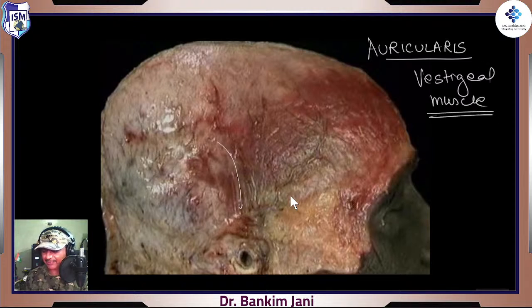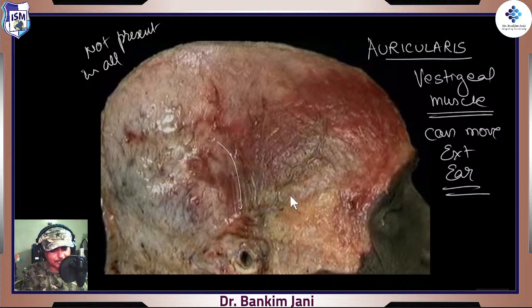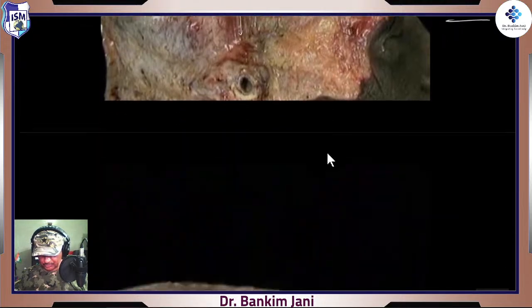It means it is not present in everyone. This muscle can move the external ear, like hathi, so he must be having a very powerful, well-controlled auricularis. Only some individuals can move their ear. This is a different specimen as compared to what we are watching, because it was present, that's why it was taken over here.